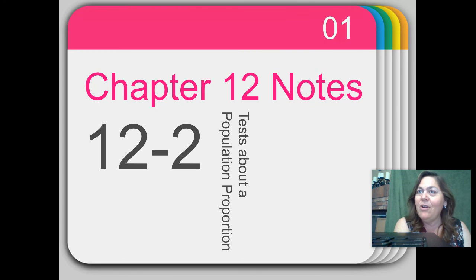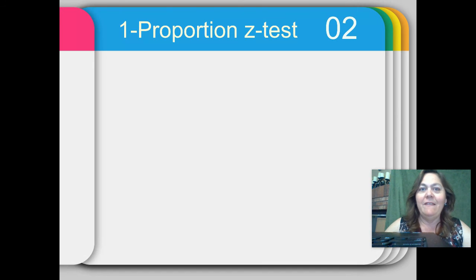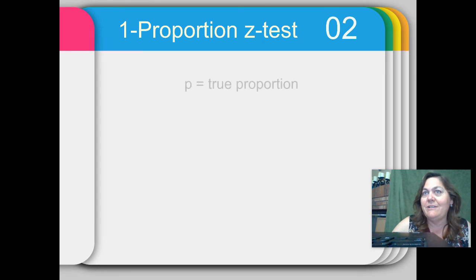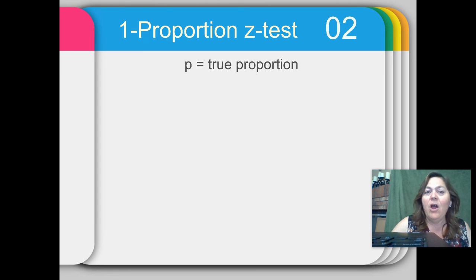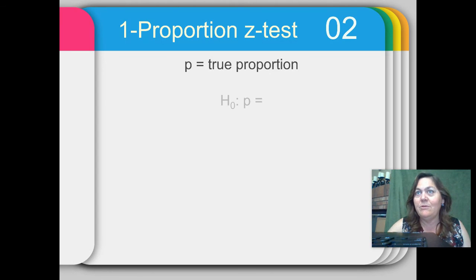Now our next inference procedure is a Z test again, but now for the population proportion. What I love about teaching these chapters now is that we've done all the hard work of getting everything understood for our state plan to conclude, and we're just going to see how it is different when I go to proportions. So now our parameter is p, the true proportion. It was mu for means, and now we're doing p.